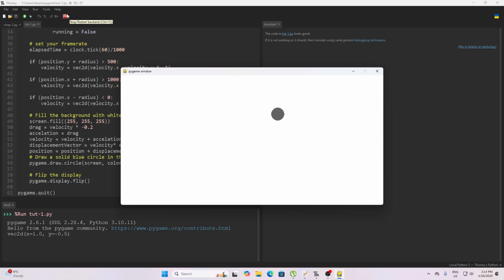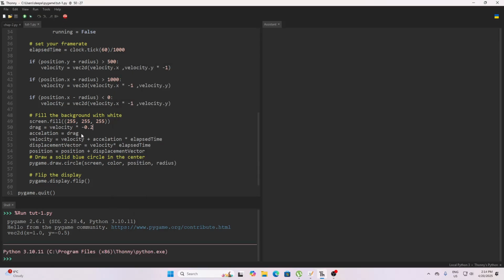Wait, why is it not falling on the floor? Because there is no gravity. When gravity and drag are both there, then it goes like this. Both things will combine. So how do we combine both things? To combine both, we need to add the gravity to it.